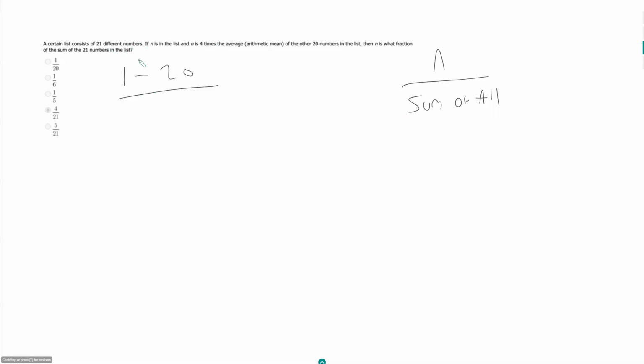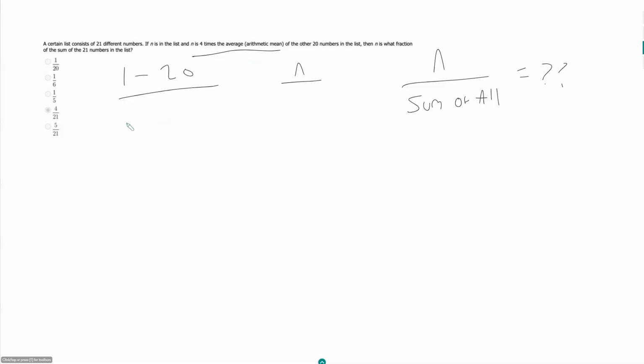Well, I'll break this list up into two parts: the first 20 numbers and then n. It's asking me for n over the sum of all of the numbers in the list. For these 20 numbers, what is the easiest set I can choose? Specifically, I want a set where it'll be easy to find the average, because I know n has to be 4 times the average. So what if it is just the first 20 integers, literally 1 through 20, because that would be a consecutive set?